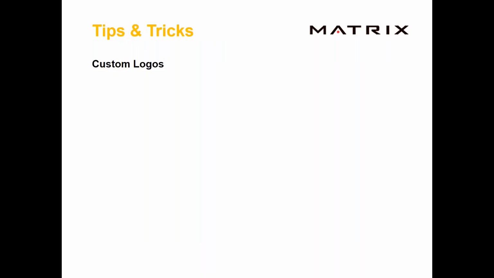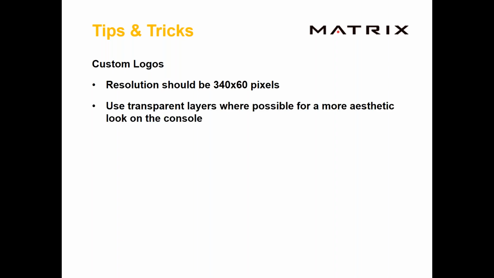So now on to some tips and tricks on how to best leverage these capabilities right there within your facility. We're going to start out with some recommendations on the custom logo side of things. First things first, the resolution that you're looking for with your custom logo files is going to be 340 by 60 pixels. This is really important because if you upload files that are larger or smaller, they may not look proper once applied to the console, or they may not actually be able to be applied at all. So it's really important to make sure that you're within the guidelines of 340 by 60 pixels.